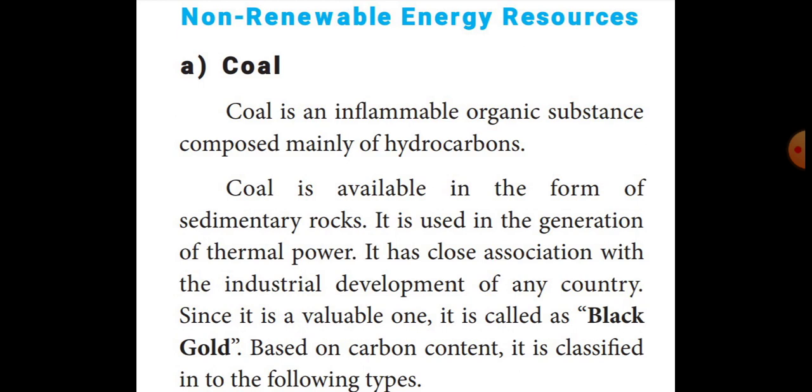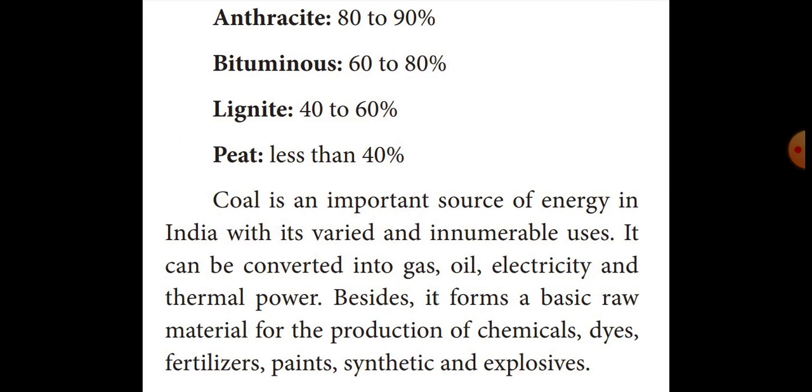Mostly, coal is classified based on carbon content. The coal is divided into four types. The first one is anthracite, the second one is bituminous, the third one is lignite, and the fourth one is peat.